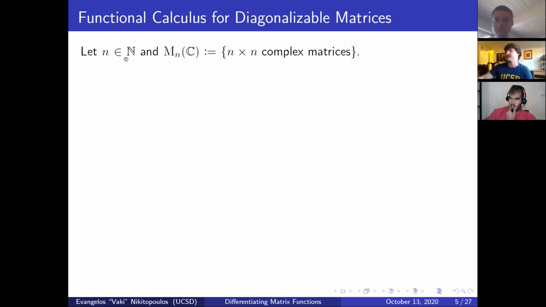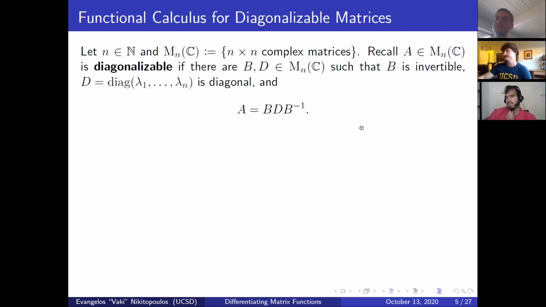So let's set some notation. Let n be a natural number, and M_n(C) be the set of n by n complex matrices. And I'm going to recall that A is diagonalizable if there are other matrices B and D, such that B is invertible, D is diagonal, and the diagonal entries, lambda 1 through lambda n, are going to be the eigenvalues of A with multiplicity, such that A is B D B inverse. And remember, the columns of B are the eigenvectors of A, or a basis of C^n of eigenvectors of A.